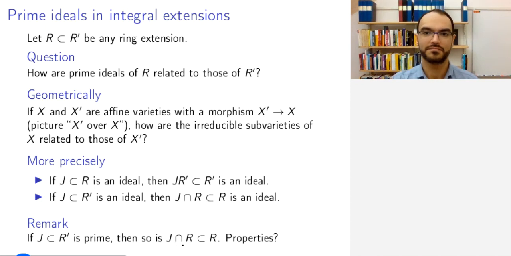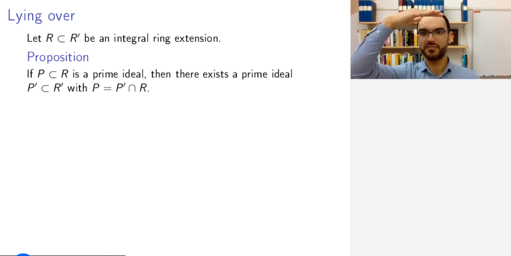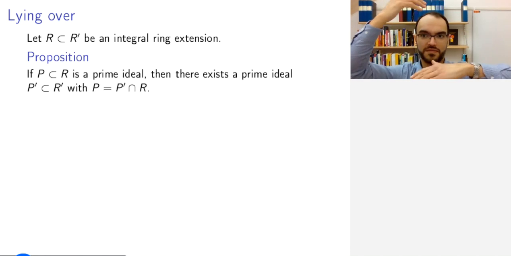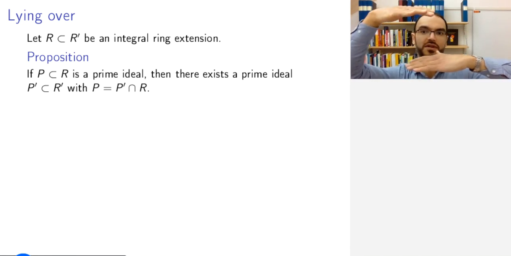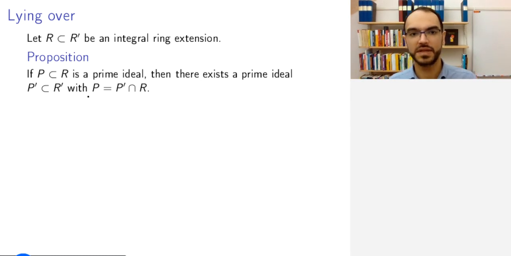So let's get started. The first property we want to look at is the so-called lying over property. So again, we always picture the ring R prime as lying over R, or the affine variety X prime as lying over the affine variety X, as one often does in algebraic geometry. And so assume now that we have an integral ring extension from R into R prime, and we are given a prime P in R. Then the good news, there is always a prime ideal P prime in R prime whose intersection with R is P. So we need to show the existence of such an ideal P prime.